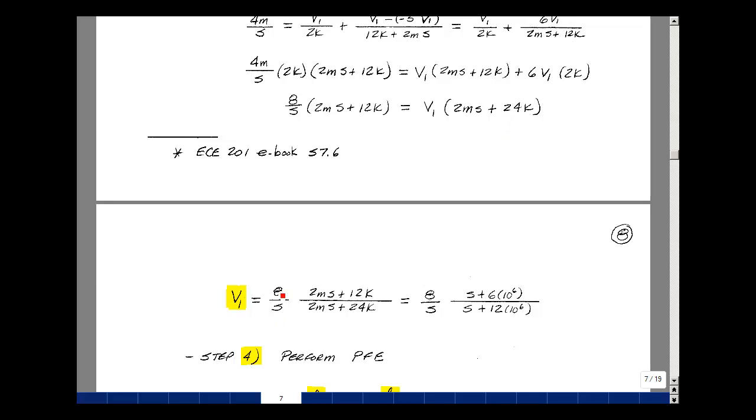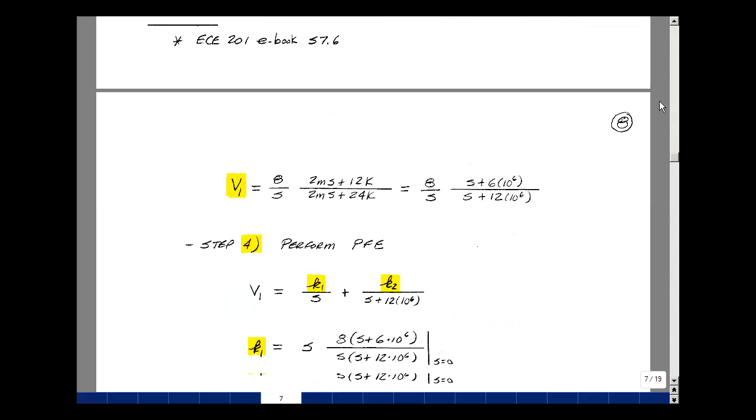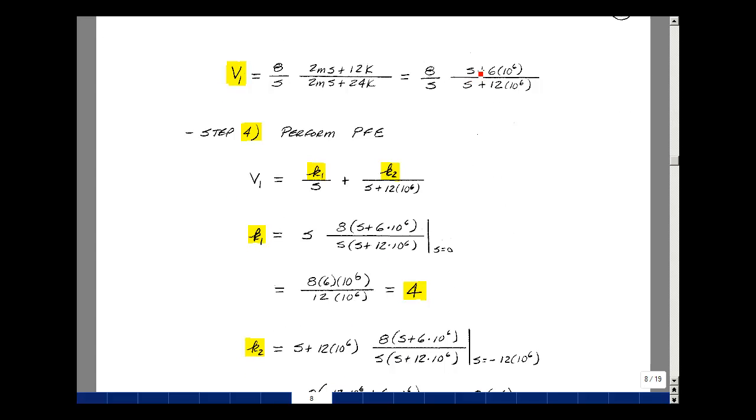So V1 is equal to this expression divided by this expression. So I've got 8 over S, 2 milli times S plus 12K, and then divided by 2 milli S plus 24K. Let's pull out the 2 milli from here and here, and they'll cancel. 12K divided by 2 milli would be 6, and then we have a K divided by a milli, so that would be 10 to the 6th. Likewise here, dividing this by 2 milli, I would have 24 divided by 2 is 12, and then K divided by milli would be 10 to the 6th. Okay, since the highest power of S is 1 in the numerator and 2 in the denominator, we have a proper rational function, and we can do a partial fraction expansion.